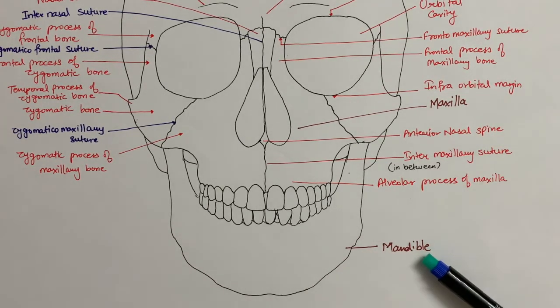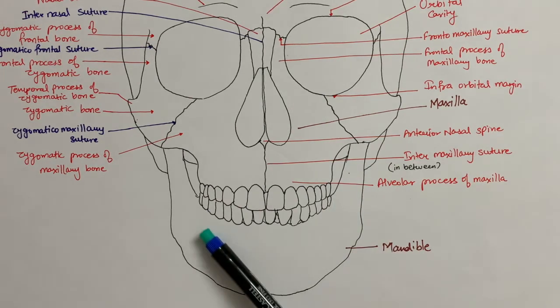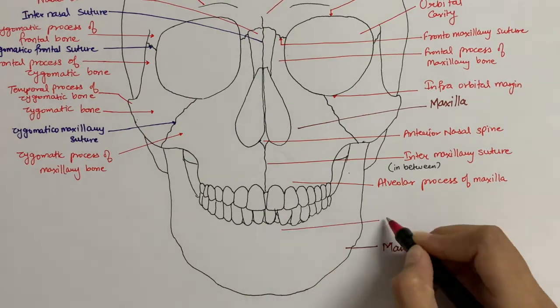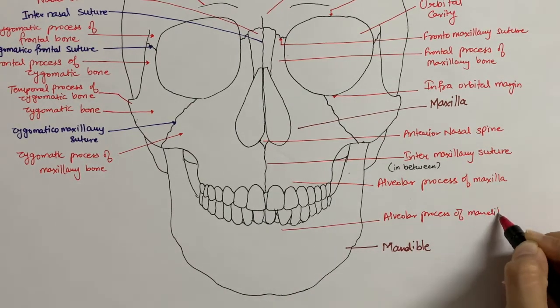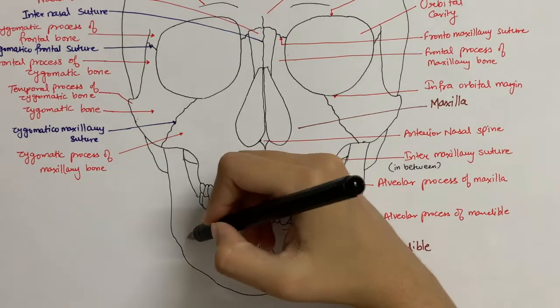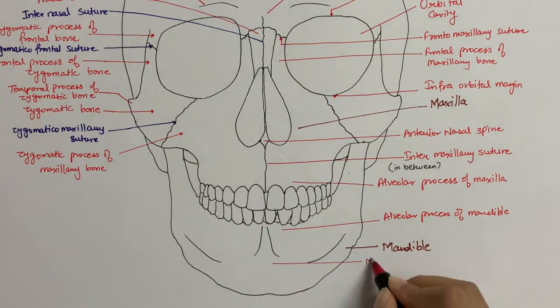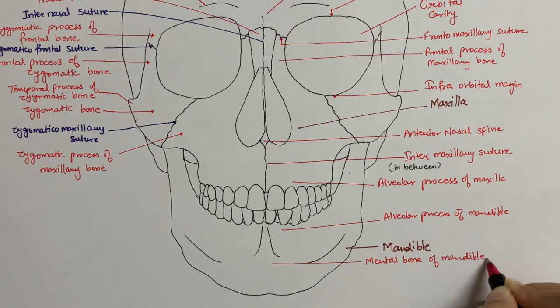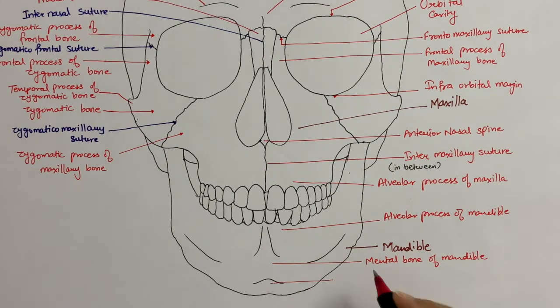Now the final bone that we're going to see in this video is the mandible, and this is basically your lower jaw. Just like the maxilla, this also has an alveolar process and it holds all your lower teeth in place. The part of the mandible that forms your chin is known as the mental bone, and the anterior prominence on the mental bone is known as the mental protuberance. There's also a prominence on the inferior border of the mandible, and that is known as the mental tubercle. Now we've seen all the bones that are present on the frontal aspect of the skull.